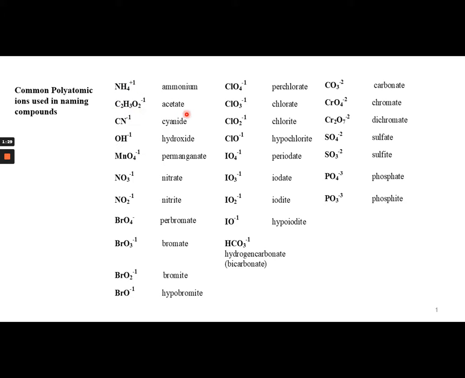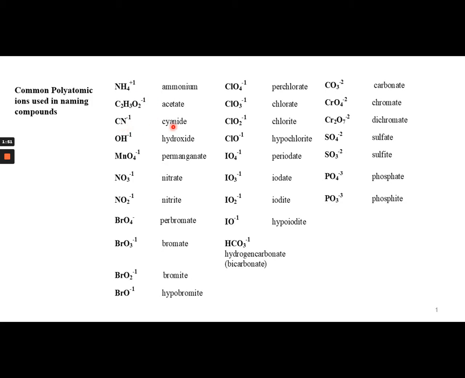Acetate, when it combines with hydrogen, forms acetic acid, which is vinegar, what you put on your foods or pickle things with. So acetate is 2 carbons, 3 hydrogens, 2 oxygens, and has a -1 charge.